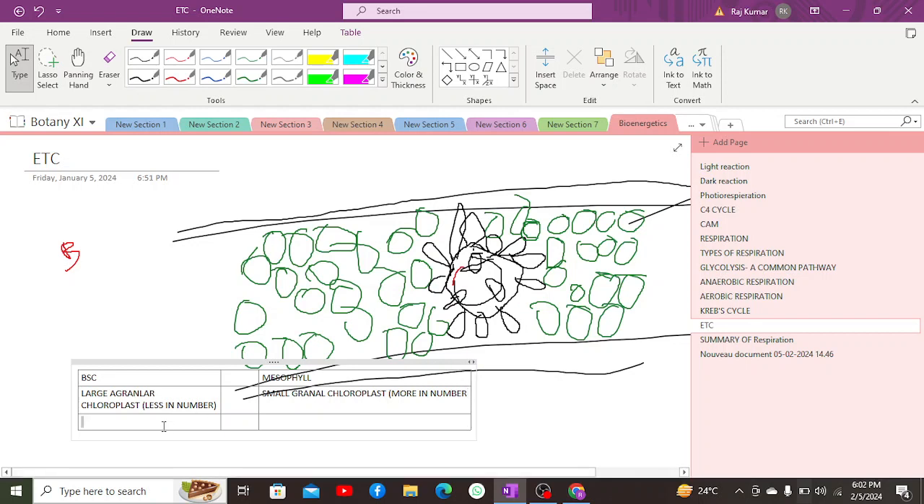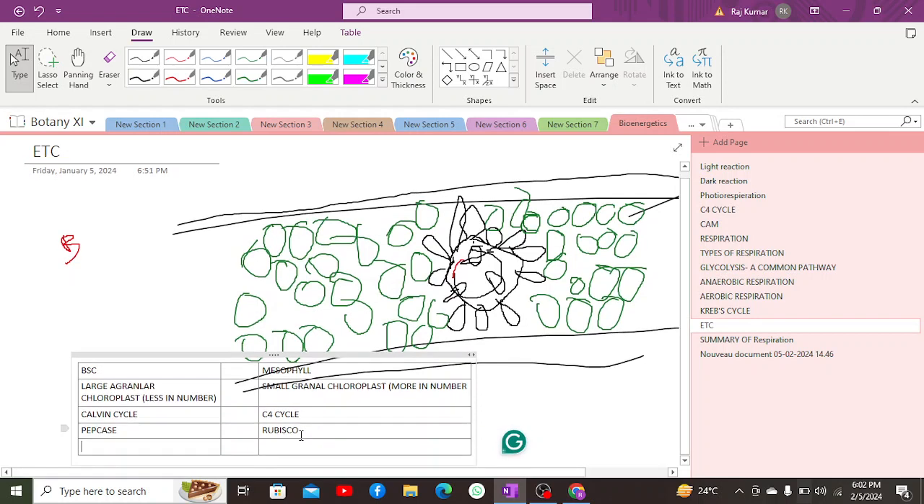Right. After that, when it comes to the second part, here bundle sheath cells have the process of the Calvin cycle, the C3 cycle, and here there is the C4 cycle. For that, there is the enzyme PEPcase, phosphoenol pyruvate carboxylase, and here there is the enzyme Rubisco. PEPcase is special in that it does not perform oxygenation but only performs carboxylation.